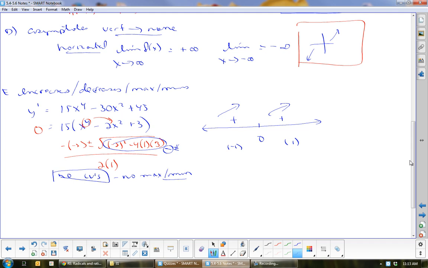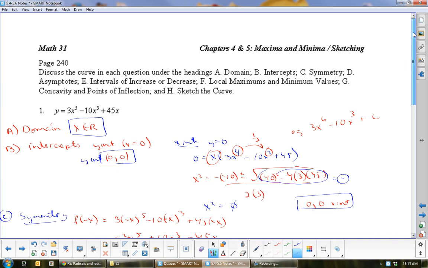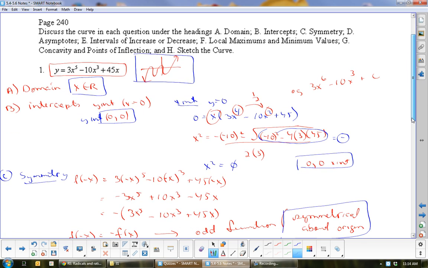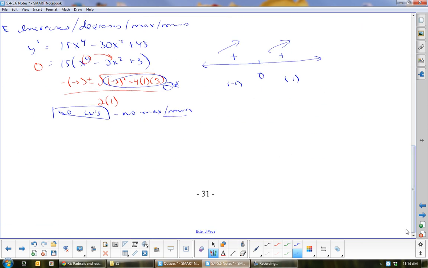Now, that actually reminds me that we didn't do the first thing: what kind of graph should I be looking for? Where is it starting? Starts low. It's going to do something like this, right? So that's something I should have done right from the beginning. Okay, so that's done. Now, they wanted to know if F had local max and mins. So this is F, I guess. Local max and mins, there are none. And then G asks for concavity.